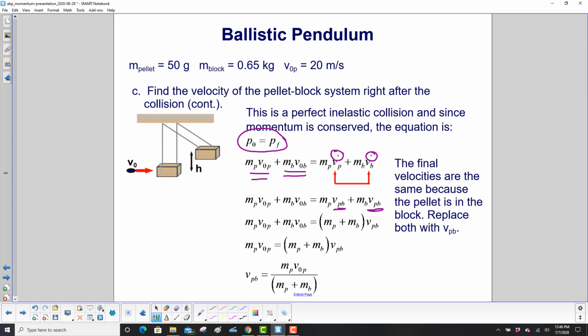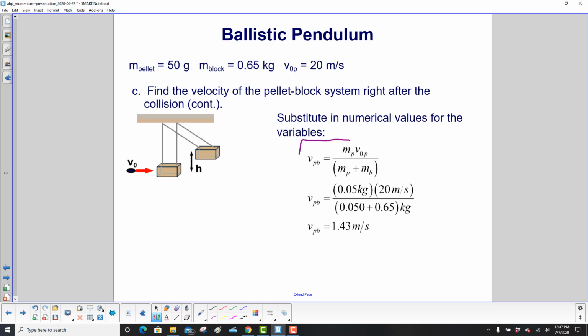And what can we do next? We can factor out the m pellet plus m block times the velocity of the pellet block. Then on our next step, we lost the term on the left side. Why? Because the block was at rest. That term is 0. Finally, we divide through by the mass of the pellet, and this will be our equation to solve. Now, if you get this far, this should get you 90% of the credit on any sort of test or quiz question, okay? Hopefully your teacher does that. I know I would.